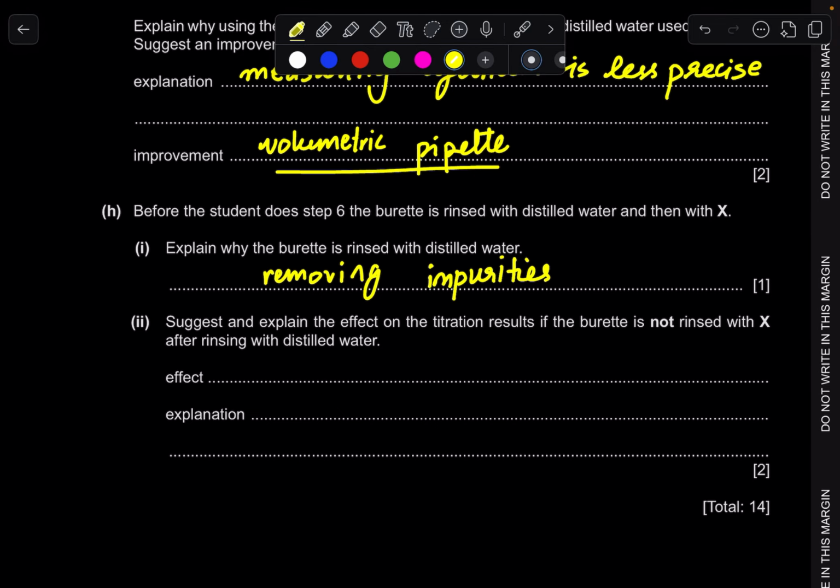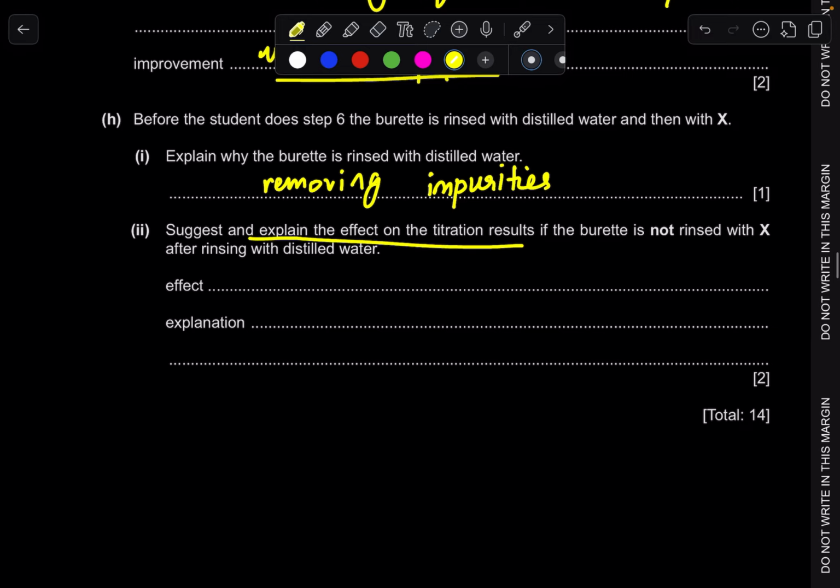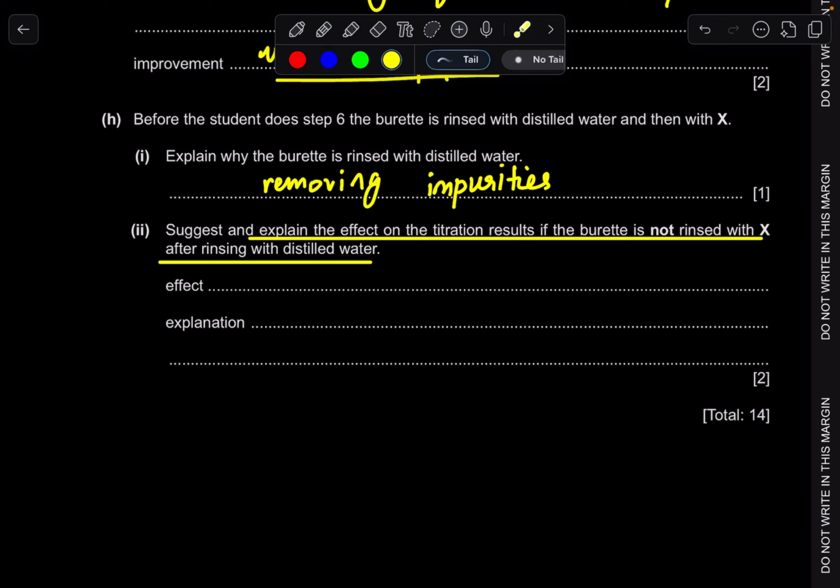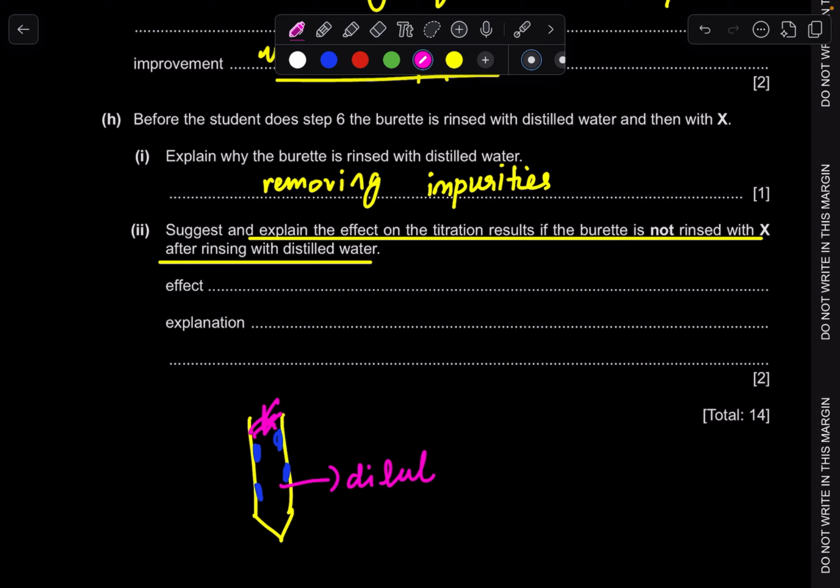Now, suggest and explain the effect on the titration results if the burette is not rinsed with X after rinsing it with water. This is not a good thing, if you just rinse it with distilled water. You need to rinse it with X as well. Why? Because if you only rinse your burette with water, there are going to be some water particles left on the surface of the burette. So when you add your solution, it is going to be diluted by the water present at the surface.